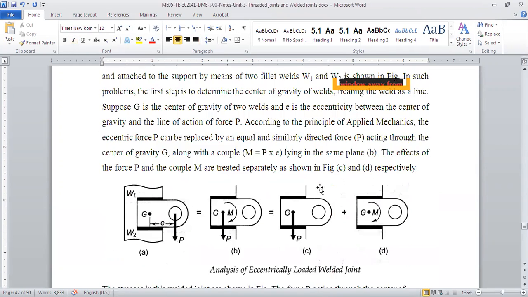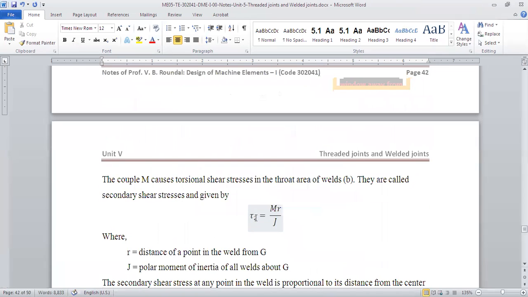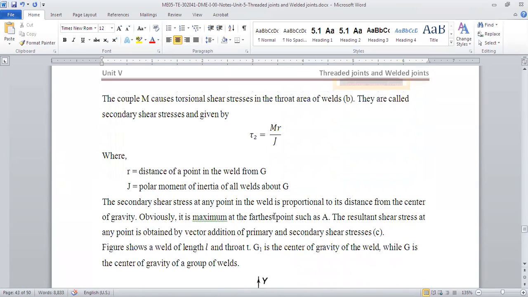So again, because of the eccentricity, we are taking an example of an eccentric load at a distance e from the center of gravity. We have direct shear and secondary shear. Direct shear, because we take the load at the CG, it will be directly sheared, right? And because of this moment, we'll have a balancing moment, and that is given by tau is equal to M into R upon J. Okay.